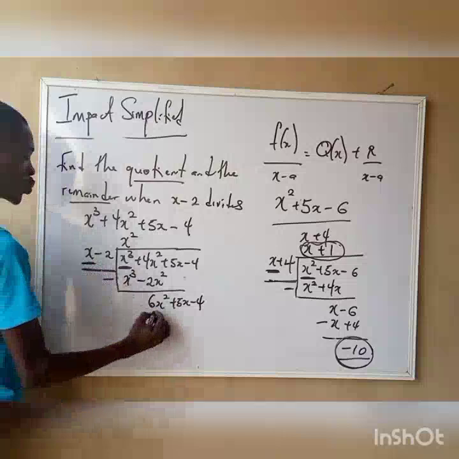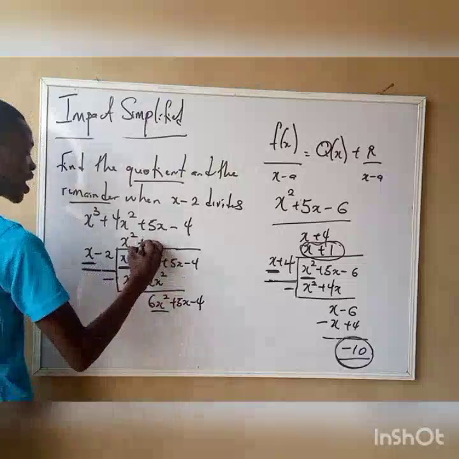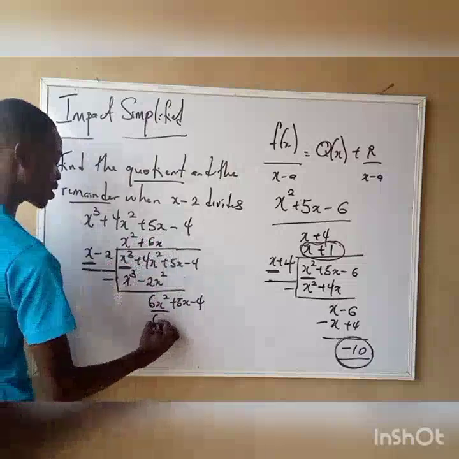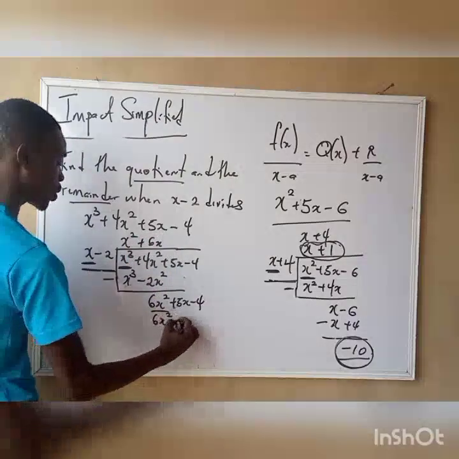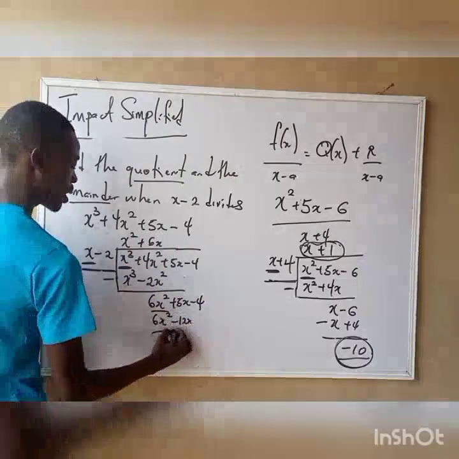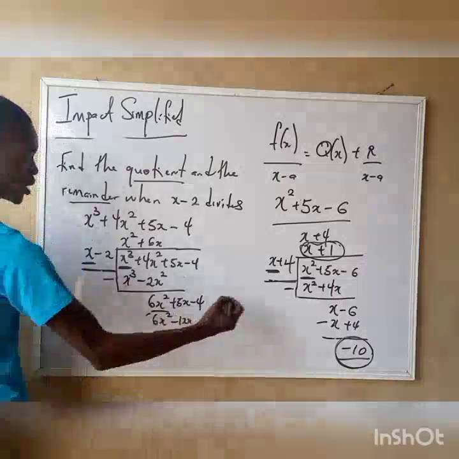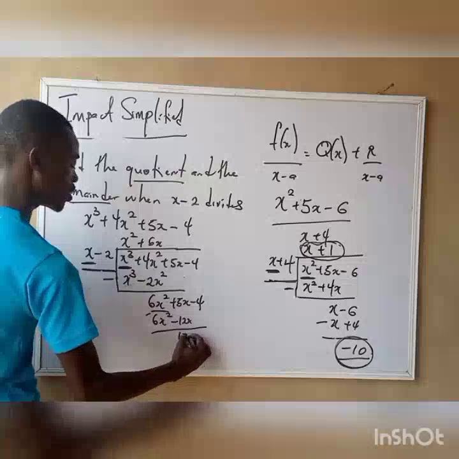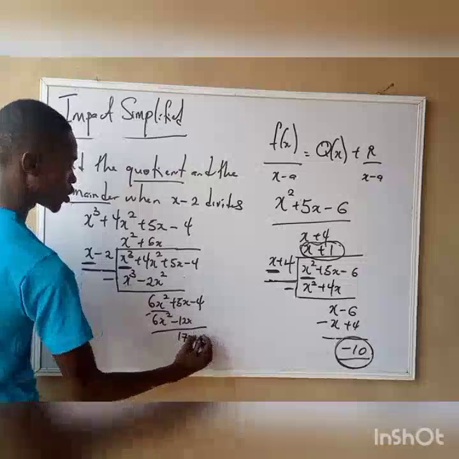And this x also, we divide this. What do we have? We have it as 6x. This 6x, we multiply everything. We have it as 6x squared minus 12x. And also, we subtract. If we subtract 5x minus 12x, it gives us 17x minus 4.